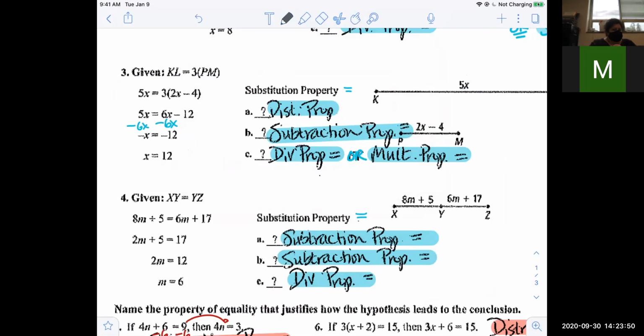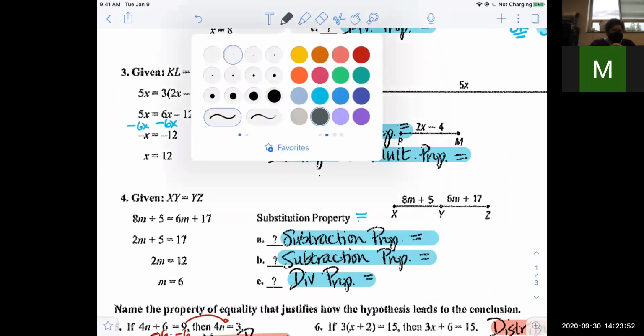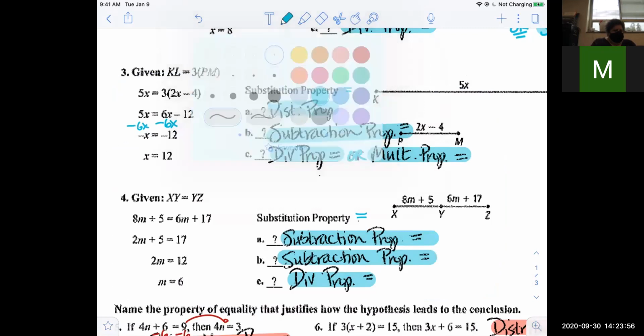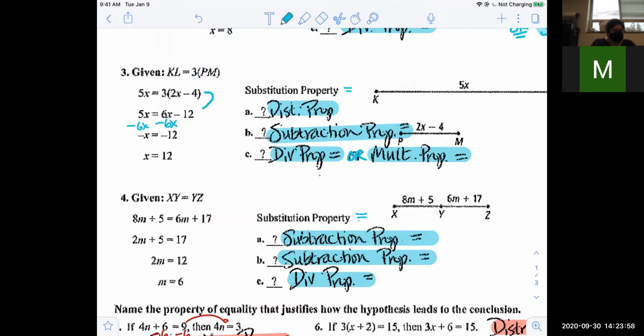So this one is distributive because we're going from the parentheses here to getting rid of the parentheses. So from there to there, that's distributive. Okay, then we're subtracting 6x on both sides, so subtraction property of equality.